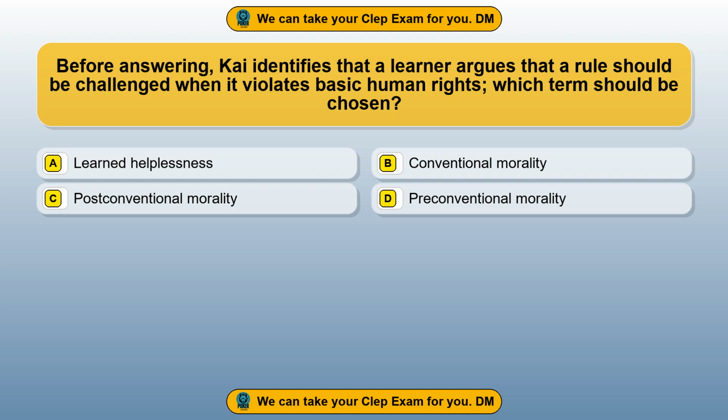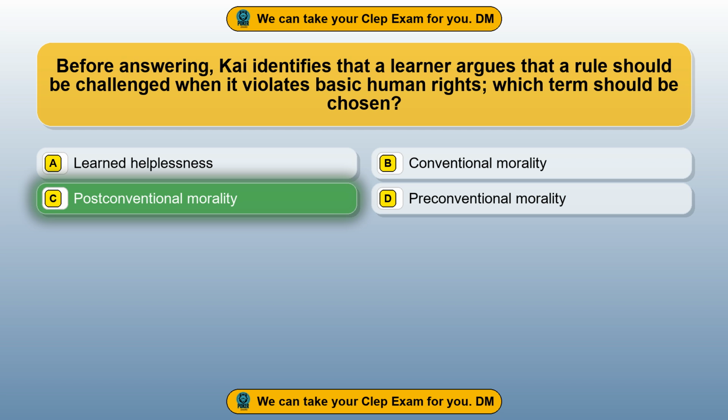CLEP identifies that a learner argues that a rule should be challenged when it violates basic human rights. Which term should be chosen? Option A, learned helplessness. Option B, conventional morality. Option C, post-conventional morality. Option D, pre-conventional morality. The correct answer is option C, post-conventional morality.